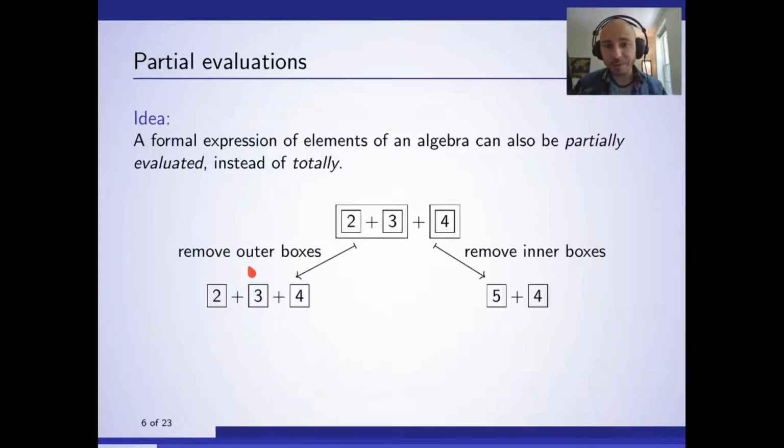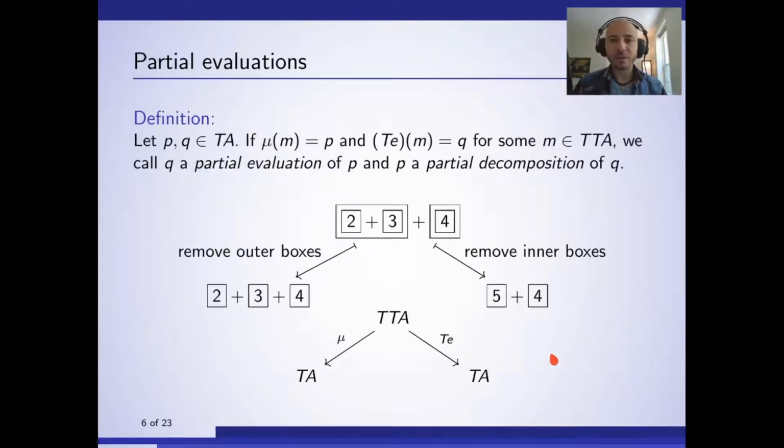Okay? Now we know what these maps are. The map that removes the outer boxes is the multiplication, and the map that removes the inner boxes is, well, inside these boxes, you evaluate. Okay? So here's our definition. If you have P and Q in TA, then for some M in TTA, mu of M gives P, and TE of M gives Q. Okay? So whenever this happens, we call Q a partial evaluation of P, and P a partial decomposition of Q. You see, this is also a way to decompose further this expression. Partially.